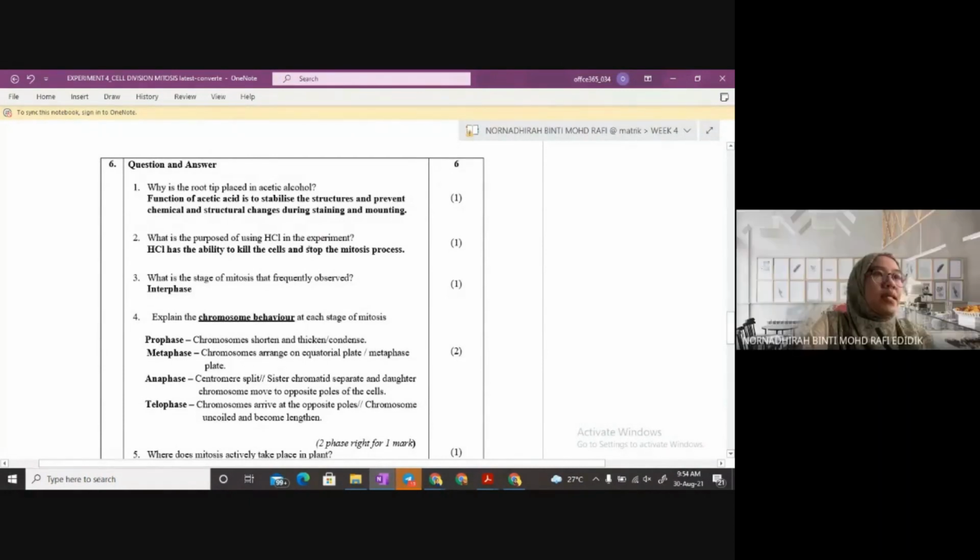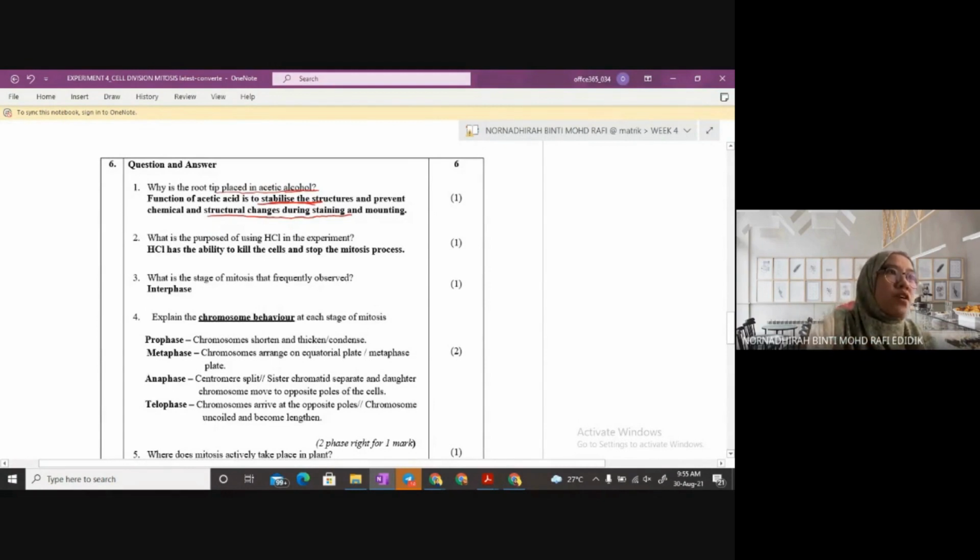Okay, Madam. Okay, then for the question and answer, few minutes left. So why is the root tips placed in the acetic alcohol? Kenapa? Because we want to stabilize the structure and prevent chemical and structural changes during staining and mounting. Okay, so kita nak stabilize, so dia takkan rosak. So alkohol ni basically dia akan freeze. Kita nak freeze the chromosome. We want to freeze the nucleus there. So dia takkan undergo any more changes kat situ. Kita tak nak dia rosak, so basically acetic alcohol ni akan freeze. Dia akan stable the structure.